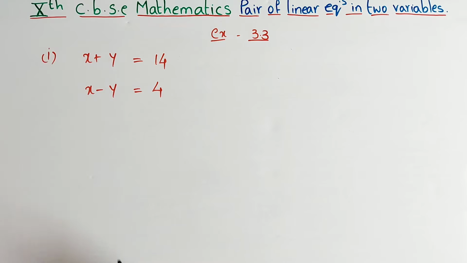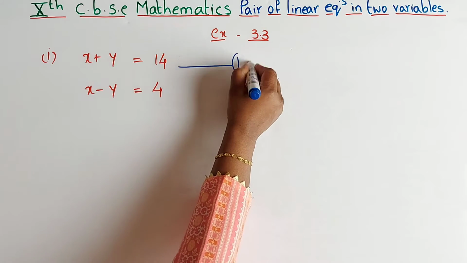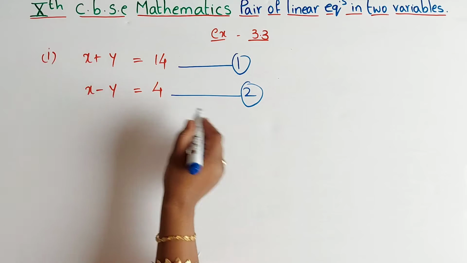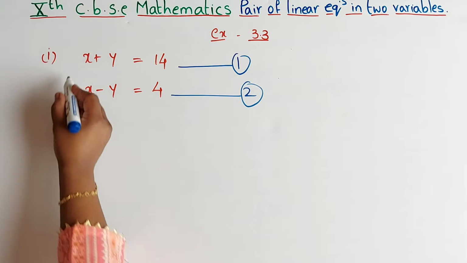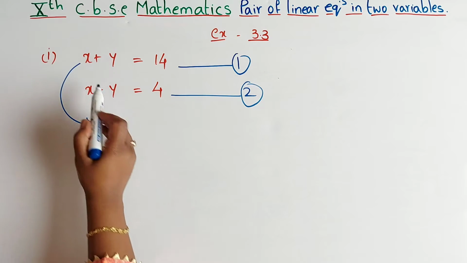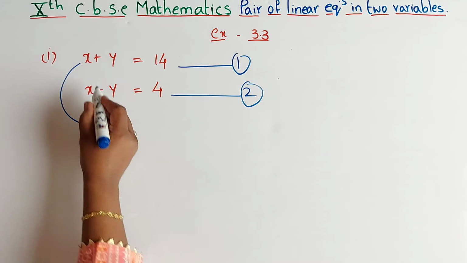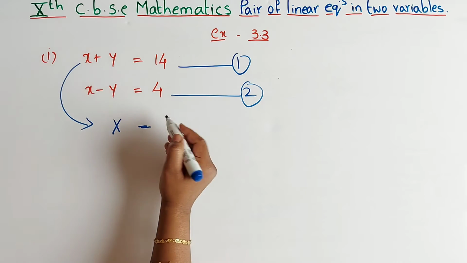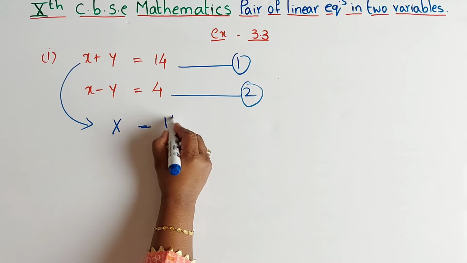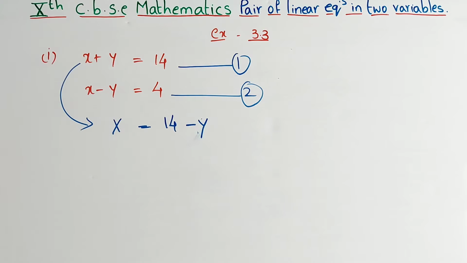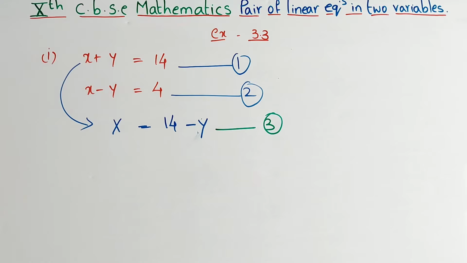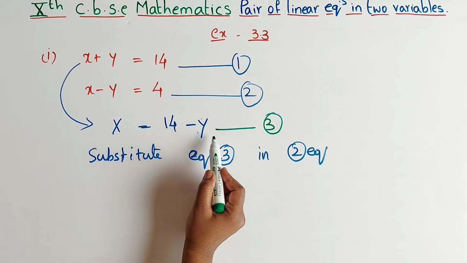Let's start this question. Here the first equation is x plus y equal to 14. Second one, x minus y equal to 4. Right, children? Let us take the first equation, x plus y equal to 14. From here, x value equal to this, y will go to the right hand side. It will be minus y. 14 minus y. Let us take this equation as the third equation. x equal to 14 minus y.